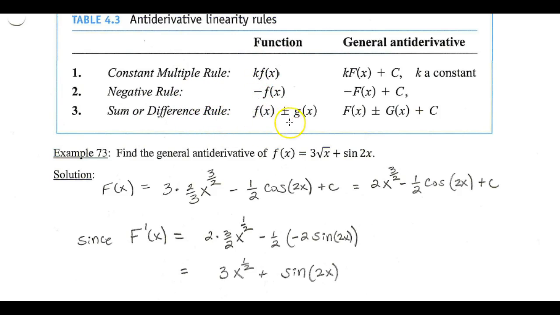And then if I take the addition or subtraction of two functions, I just add or subtract their two antiderivatives as well. And I don't need to add two c's because they're both arbitrary constants, so just add one c.